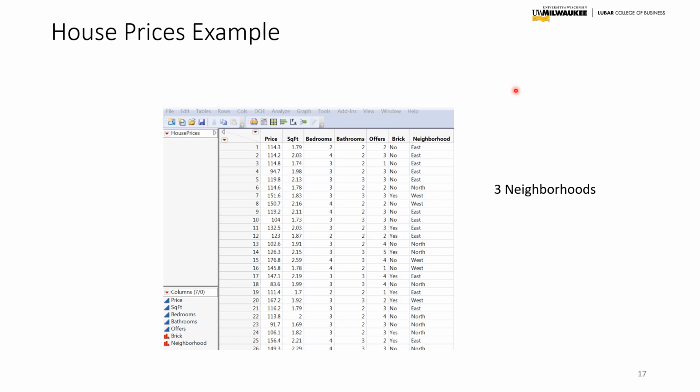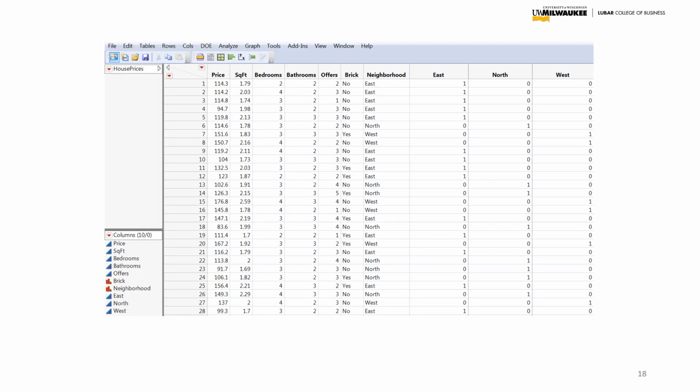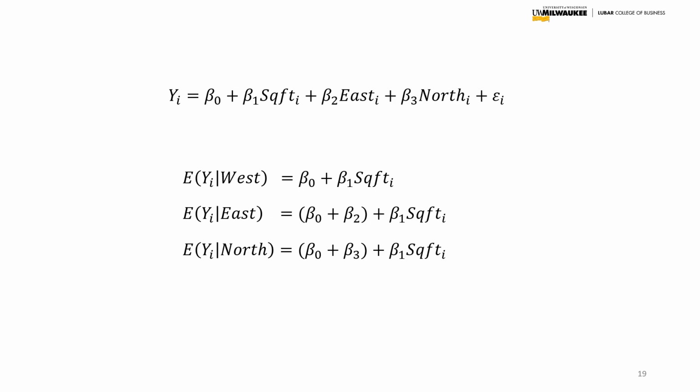Let's consider the house prices example where we have a variable called neighborhood, and there are 3 neighborhoods, east, north, and west. How do we model that? Well, we create 3 indicator variables here for each of the neighborhoods. Now let's add the neighborhood information to the model on top of square footage.